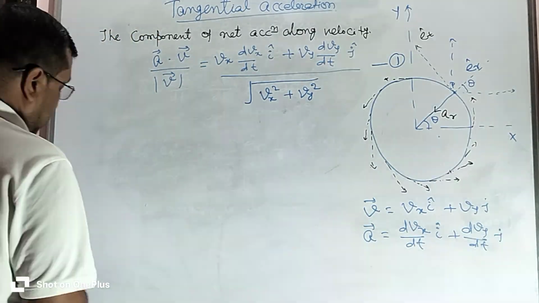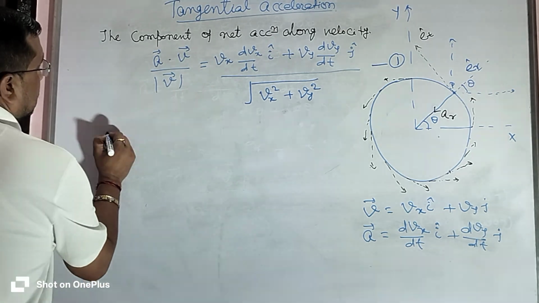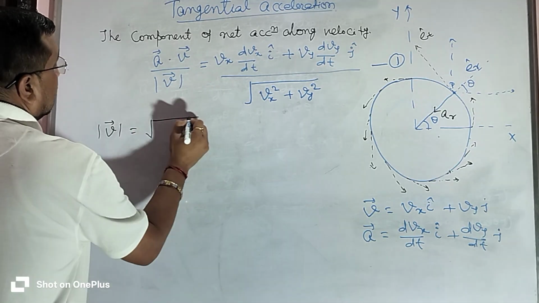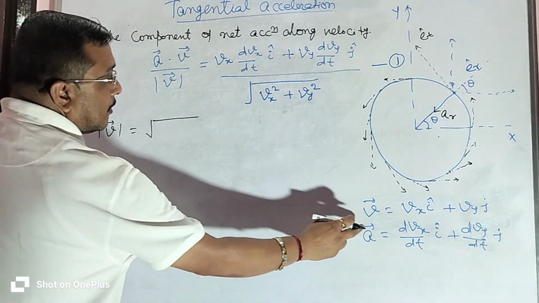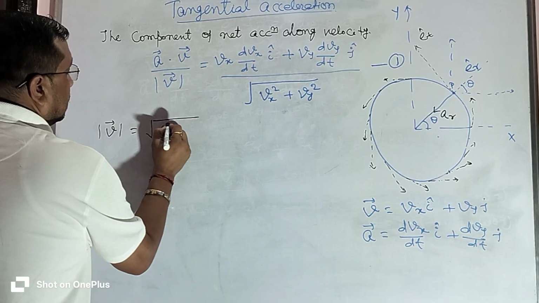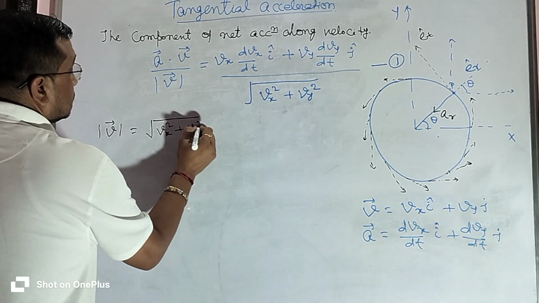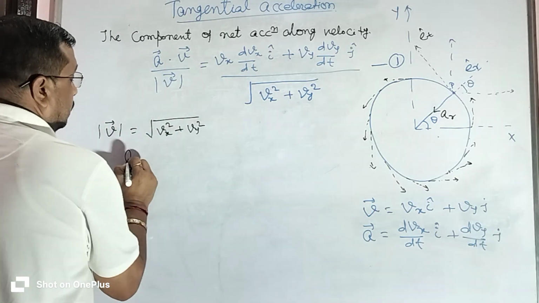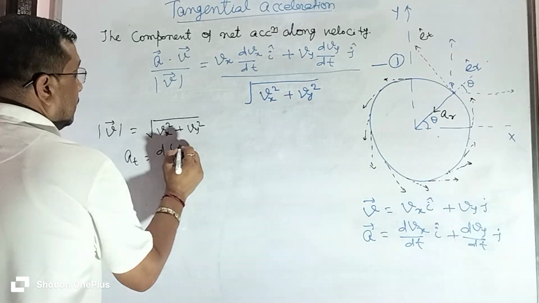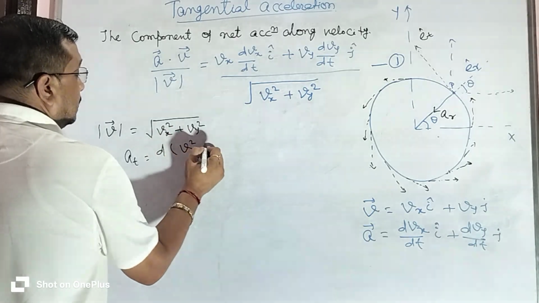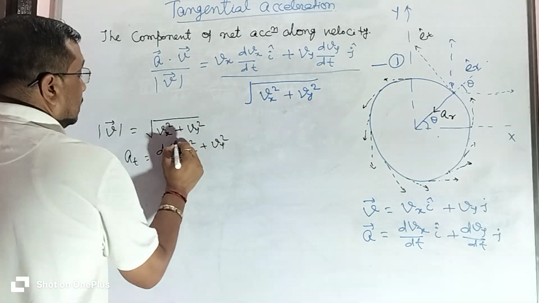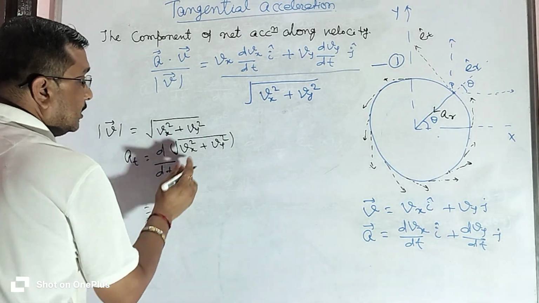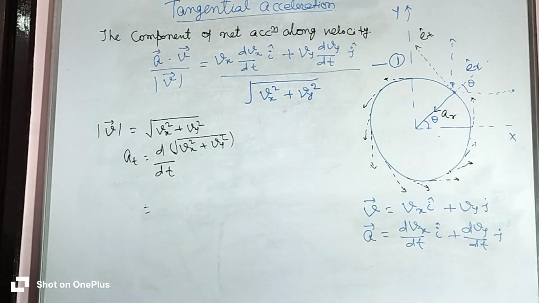Now what is the magnitude of V? If we want to find out the magnitude of V, mod of V, what will it be? Under root Vx square plus Vy square. And now if you want to find out the value of At, what will At be? d of under root (Vx square plus Vy square) by dt. So let us calculate this.